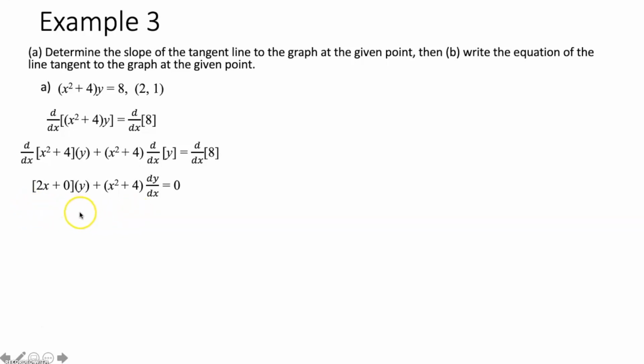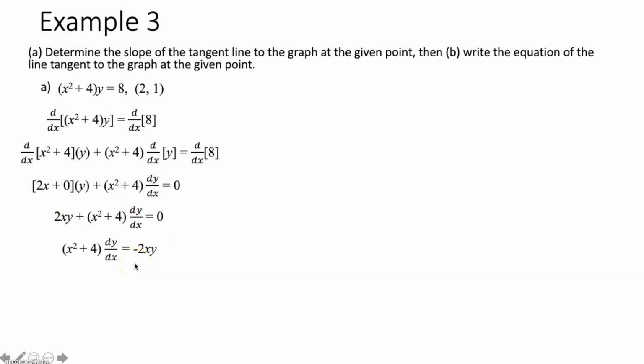Well, here there are technically 2 terms, right? We have this term right here, and then when I have 2x plus 0, that's just 2x. Then I multiply that to y, and I get 2xy. So I have 2 terms. One term here, one term here. Now, to get each term with the dy dx by itself, I just got to get this one by itself. So I'm going to subtract 2xy to the other side.